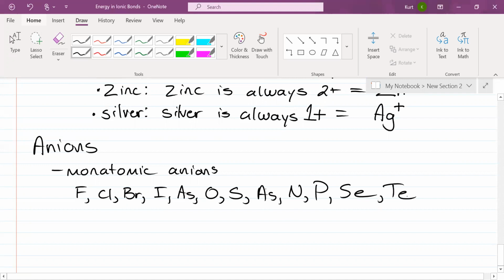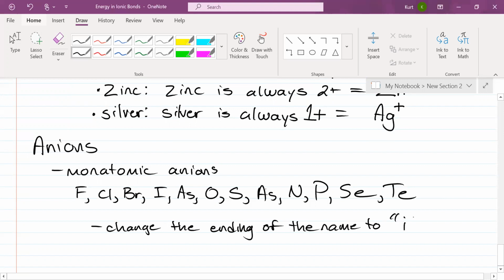Tellurium, telluride. You change the ending of the name to IDE. Fluoride, chloride, bromide, iodide, astatide, oxide, sulfide, arsenide, nitride, phosphide, selenide, telluride. You change the ending to IDE. You only do this with the ones that are on the periodic table. You do not do this to the ones that are on the polyatomic ion list.